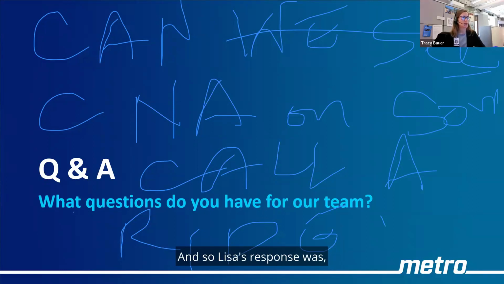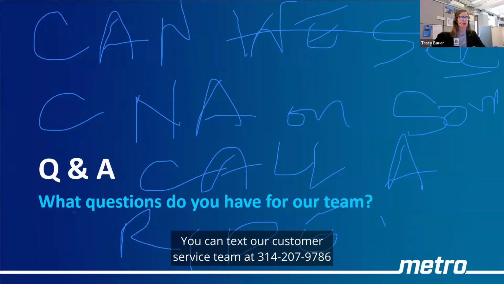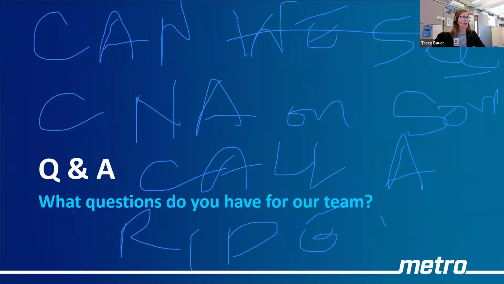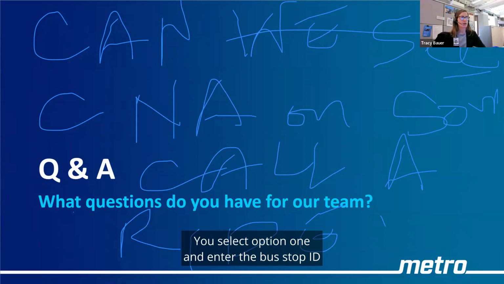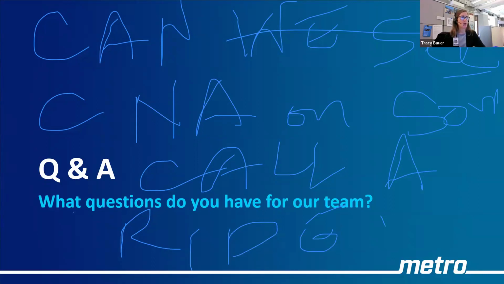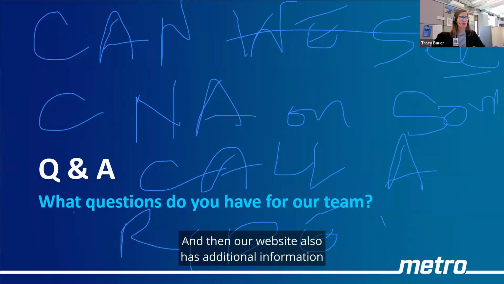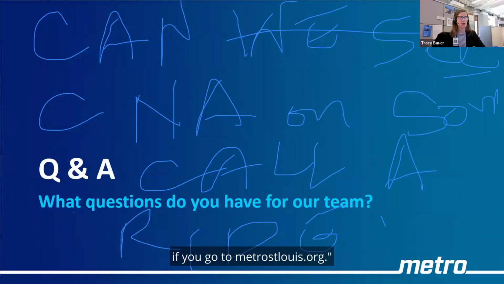And so Lisa's response was, texting is already available on the Metro bus system as well as live tracking. You can text our customer service team at 314-207-9786 for next arrival times for buses. You select option 1 and enter the bus stop ID, which is on the sign. You can also get real-time arrivals through the Transit app. You can download the Transit app today through your Apple App Store or through Google Play on your Android. And then our website also has additional information if you go to metrostlouis.org.